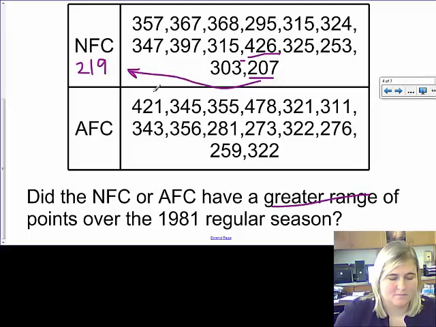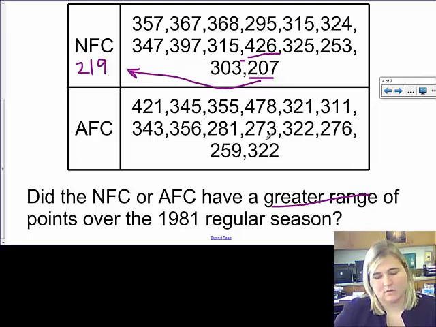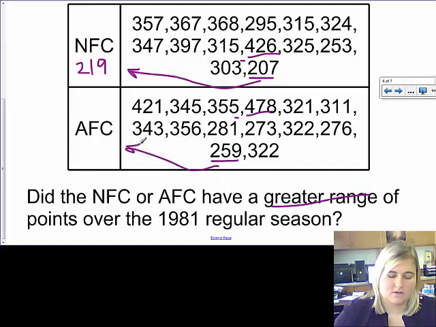Okay. For AFC, the largest number I see is 478. And the smallest number that I see is 259, I believe. So when I subtract those two numbers, I'm going to put my range over here. So I have 478 minus 259. I probably said 256 earlier, I think I did. And then I end up with the same range for both, it looks like.